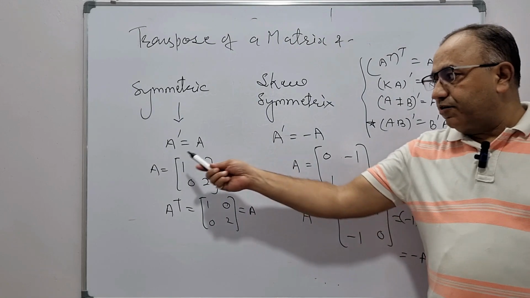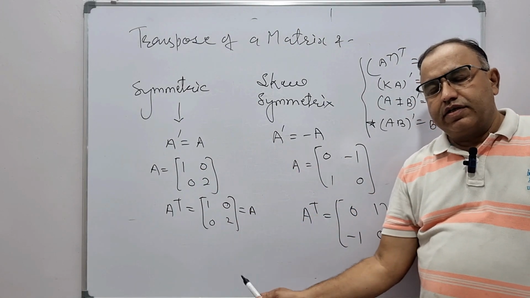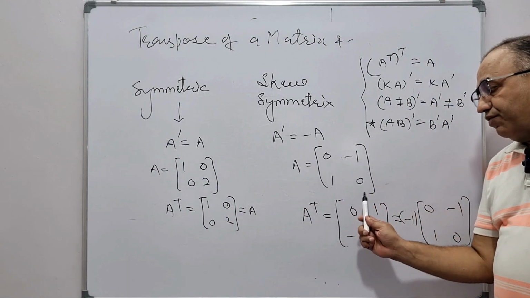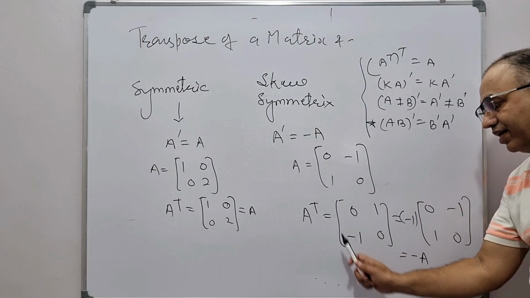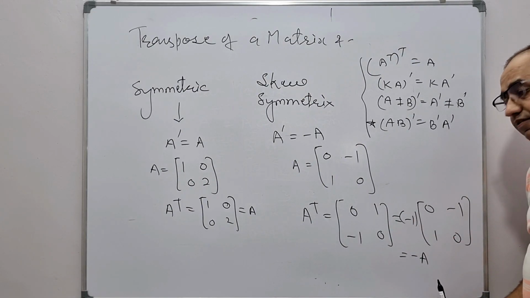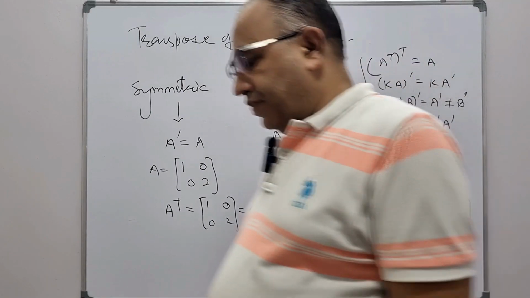Whenever you see the transpose of a matrix is the same as the matrix itself, it's an example of a symmetric matrix. But in case when you find the transpose of any matrix, and you observe that each of its entries gets multiplied by -1 like here, or you can say the transpose of a matrix is negative of the matrix, then it's called a skew symmetric matrix.